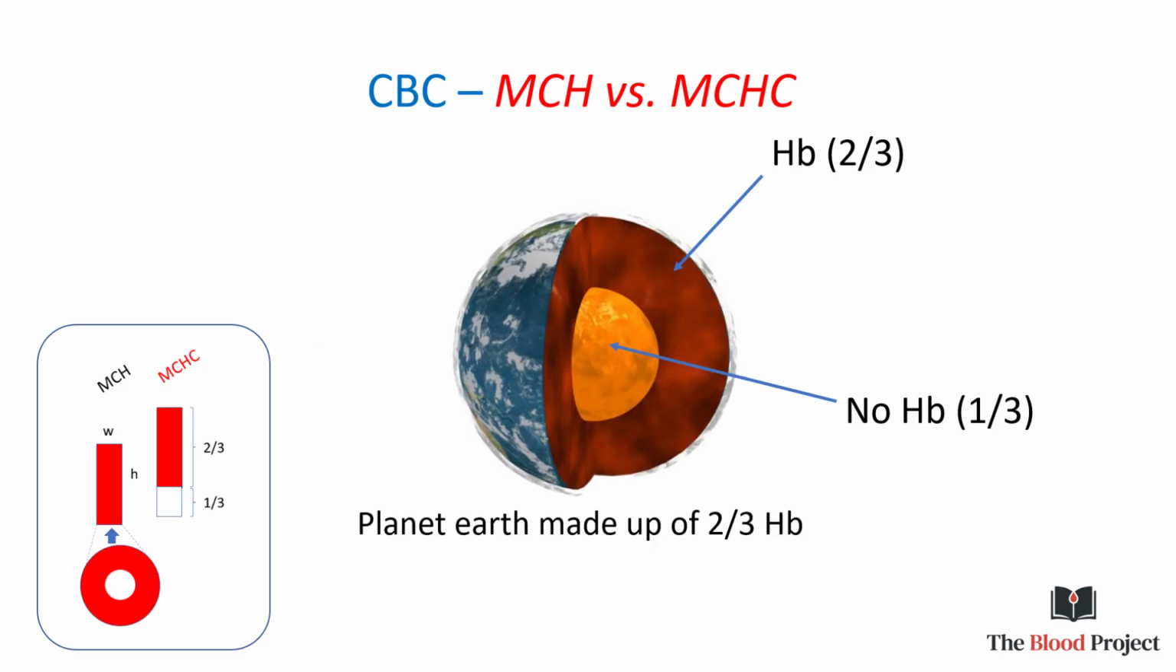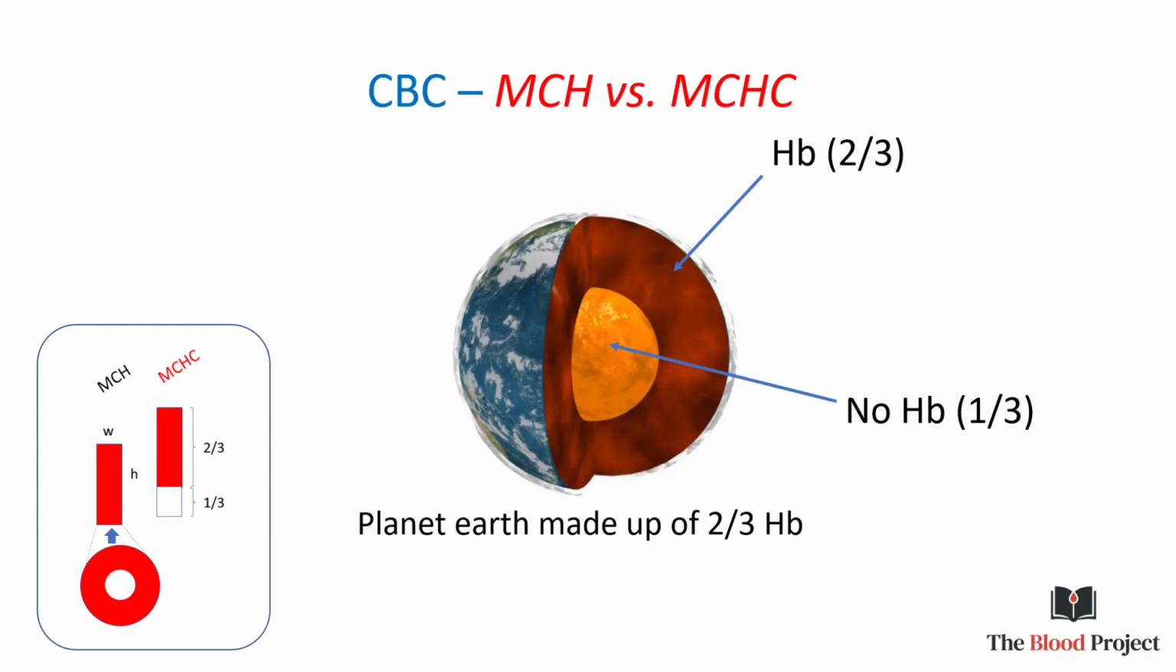Here's another thought experiment for you. Consider that planet Earth is one giant red cell. Its inner hemoglobin-free core comprises 1/3 of the volume of the cell. The rest is made of hemoglobin. What is the MCH? And what is the MCHC of this insanely large cell?